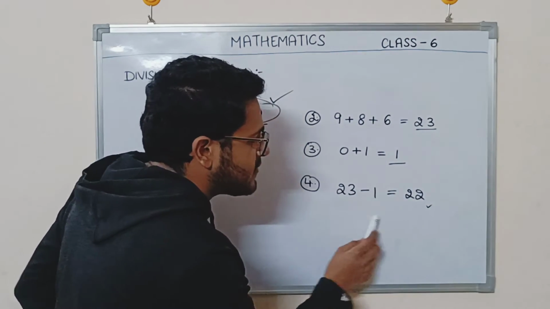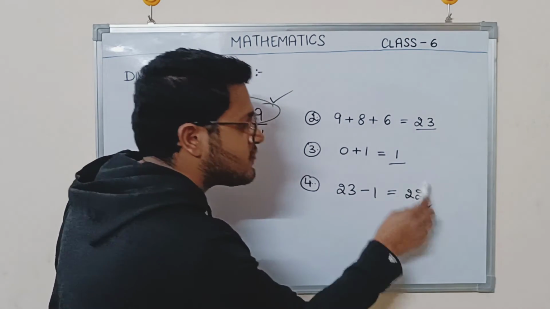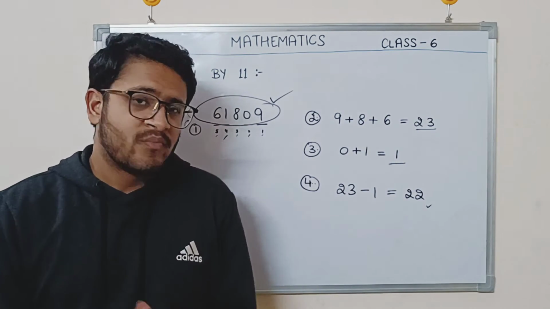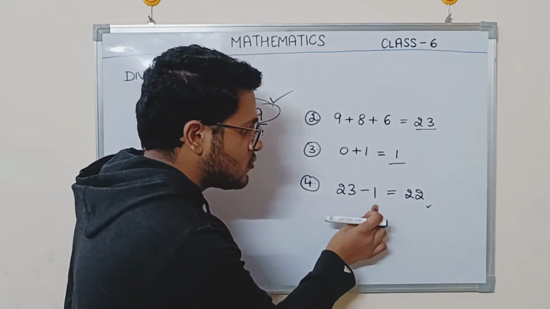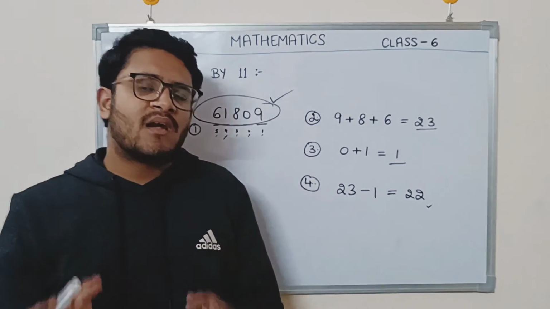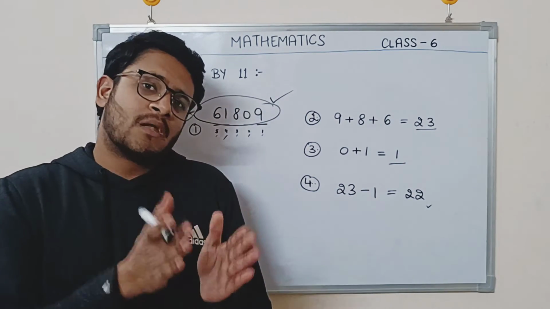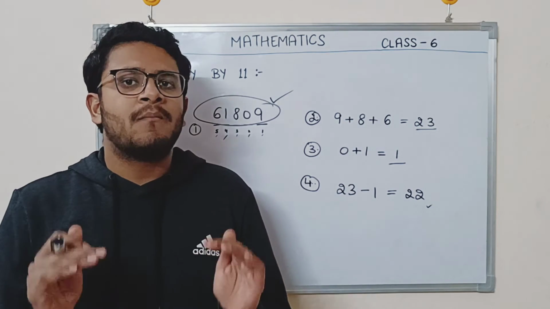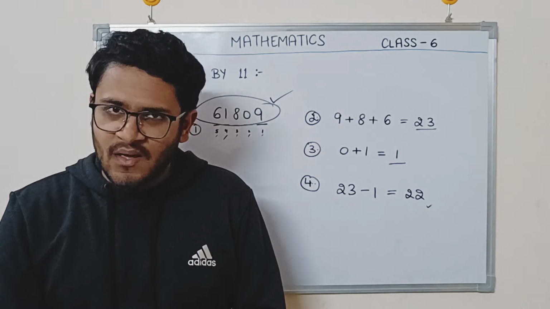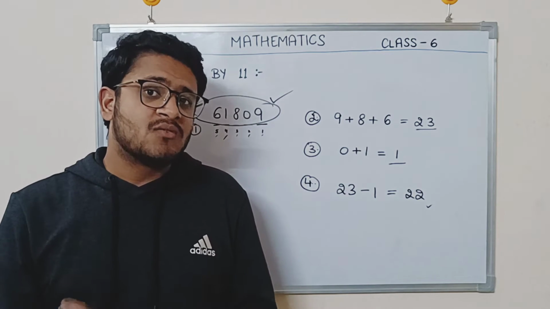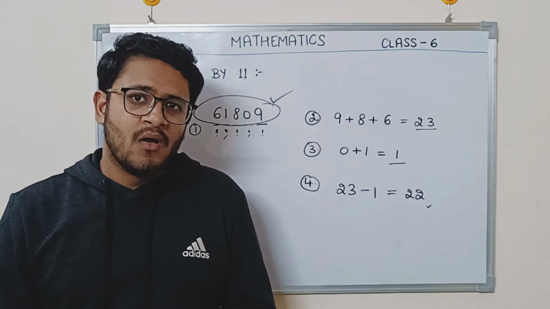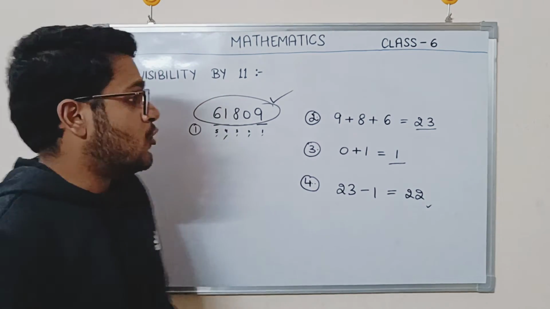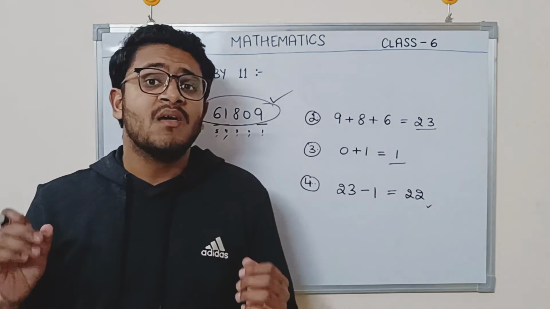After finding the difference, if the number that we got is 0 or a multiple of 11, then the whole number is divisible by 11. If the difference is not 0 and not divisible by 11, then the whole number is not divisible by 11.